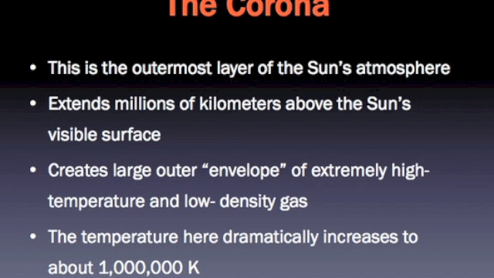The final layer of the sun is the corona. This is the outermost layer, and it extends millions of kilometers above the sun's visible surface. It creates this large outer envelope of extremely high temperature but very low density gas. The temperature here dramatically increases to about 1 million Kelvin. So again, as we move out of the atmosphere, the temperature is going to increase.